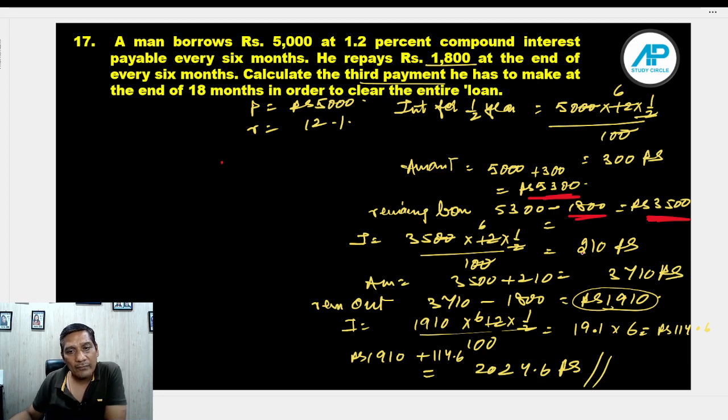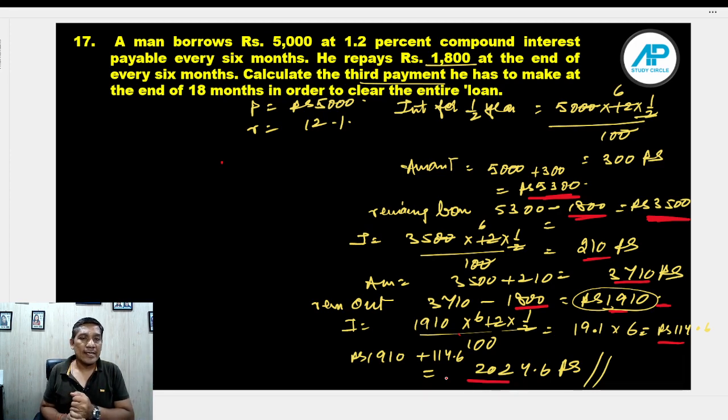Find the interest for the remaining value, 210 rupees. Find the amount, and repay the value, the remaining outstanding for the third interest cycle. Find the interest. They're asking what is the interest after the third interest cycle, after 1.5 years. So my interest is 114.6 at the end of 1.5 years, and the total amount remaining is 2024.6. I will pay back rupees 2024.6 और मेरा पूरा लोन उससे clear हो जाएगा.